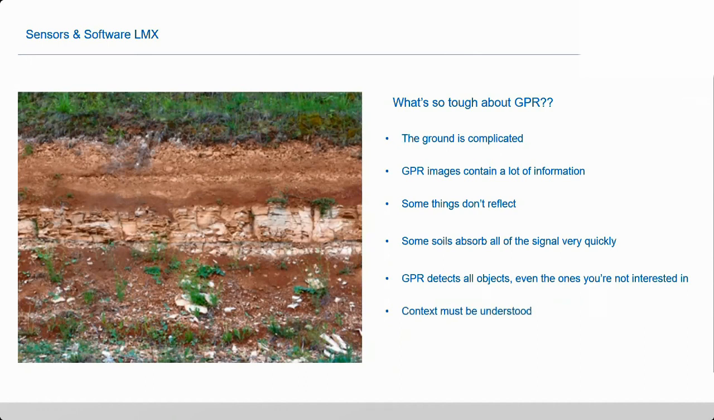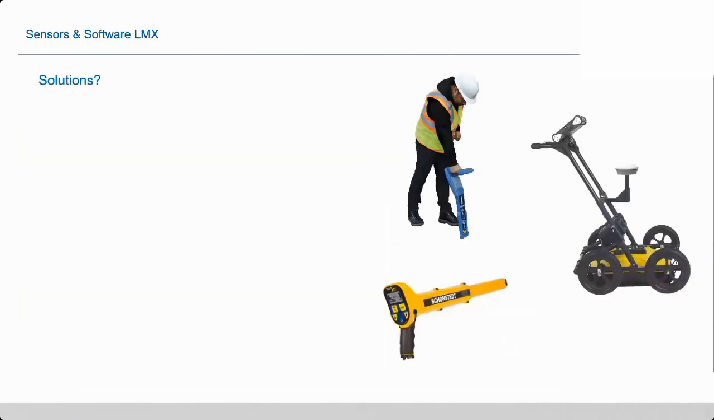We get GPR data sent to us and people ask us about it. And the first thing we say is, well, we need some context. You know, what were you looking for? Where were you? So you need to know the context to understand what you're looking at. So when we talk about solutions for location, there are a wide range of solutions, and no single technology will locate all utilities.